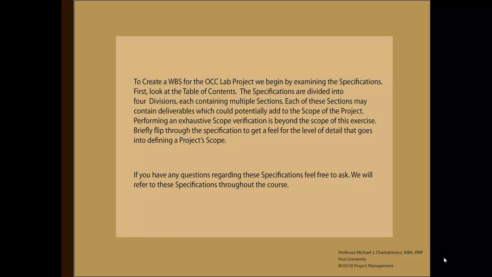To create a WBS for the OCC lab project, we begin by examining the specifications. These specifications are attached on Blackboard to the case study. First, look at the table of contents. The specifications are divided into 4 divisions, each containing multiple sections. Each of these sections may contain deliverables which could potentially add to the scope of the project. However, performing an exhaustive scope verification is beyond the scope of this exercise. This is somewhat of a complicated document. What I want you to do is briefly flip through the specification just to get a feel for the level of detail that goes into defining a project scope. If you have any questions regarding these specifications, feel free to ask. We'll be referring to these specifications throughout the course.